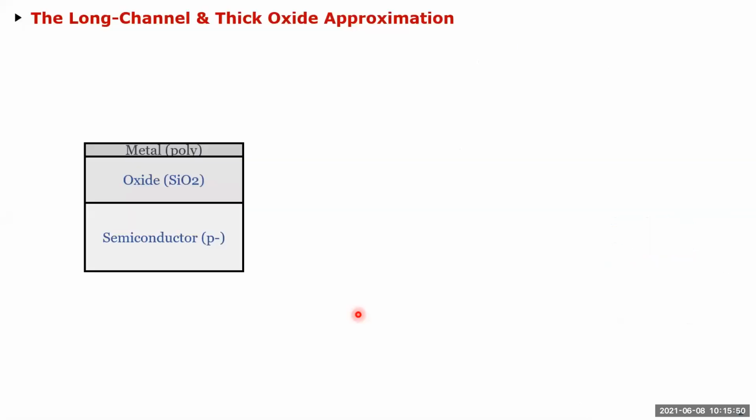Okay, before I go into the short channel and thin oxide effects, just a quick overview of what we did, so that we'll be able to appreciate where the effects are coming from for the equations we have derived so far, right? For the MOS, we did two separate derivations. In one, we did the VT derivation, the threshold voltage derivation, which was basically the voltage above which, when applied to the gate, you're going to get an inversion layer.